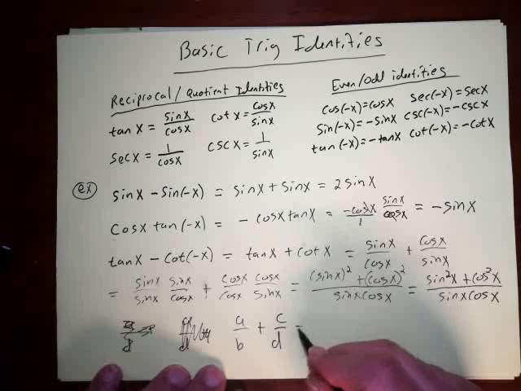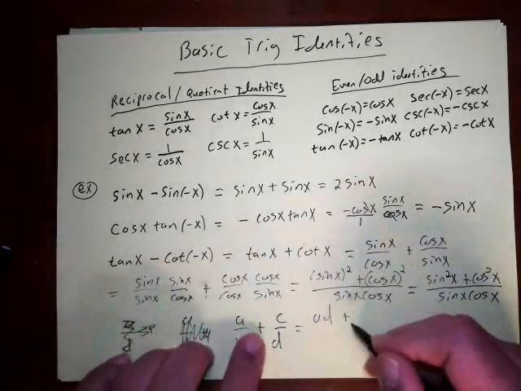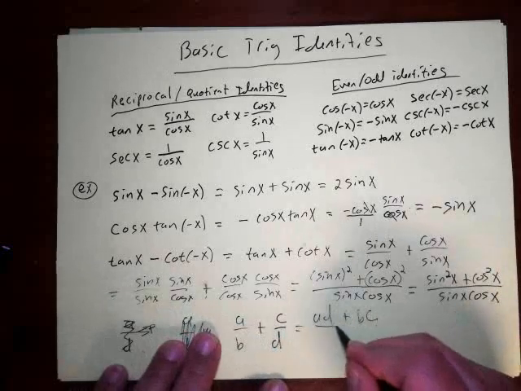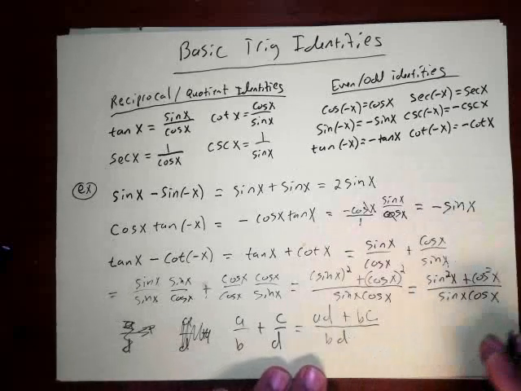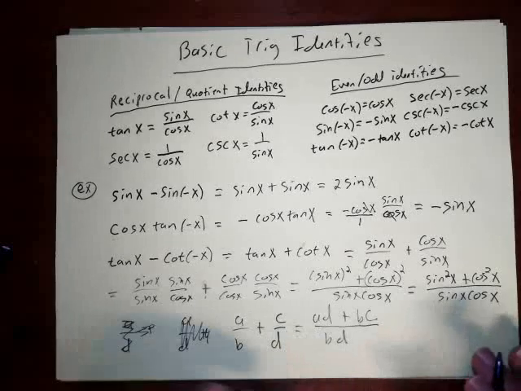So what you can do is you can just take the A times D plus this sign plus the B times C, and then put that all over B times D. Does that make sense? And that's just a nice easy way.